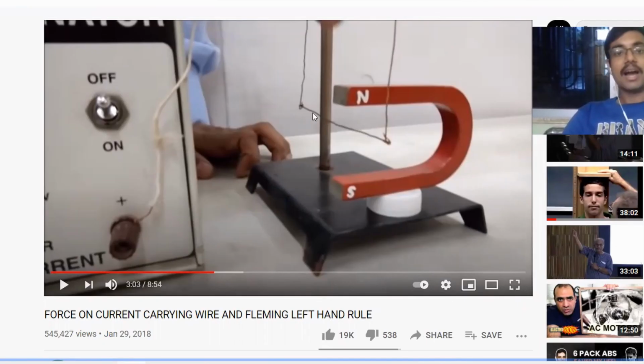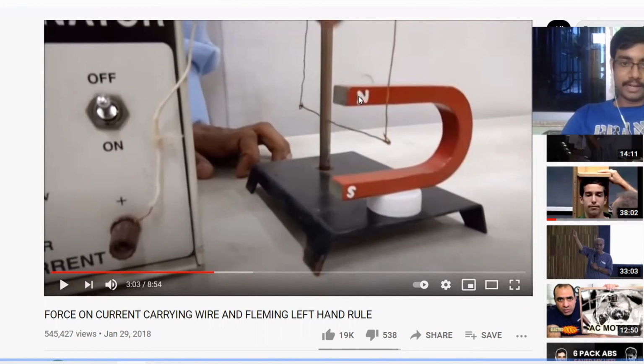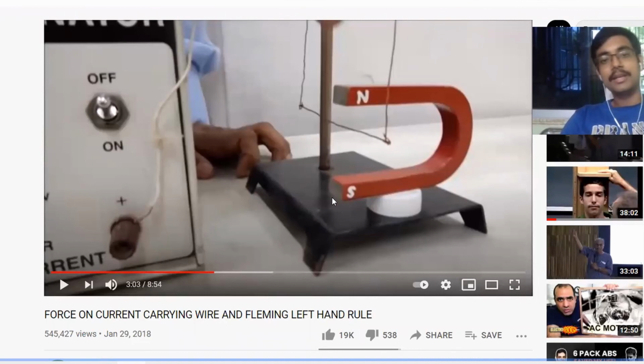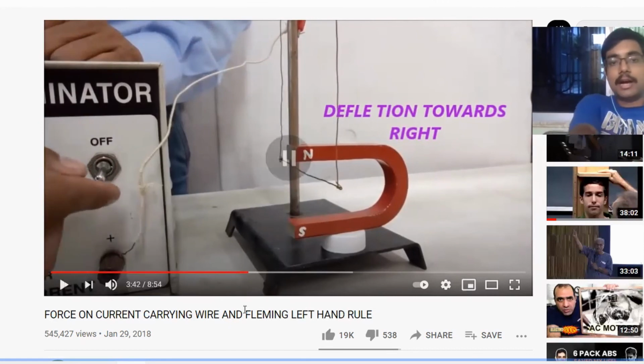So this is a current carrying wire. Now, where is this kept? Under a magnetic field. Are you seeing that there is a horseshoe magnet which is providing a magnetic field from north to south? This is the entire apparatus. Now just watch the experiment. The moment the switch is turned on, are you seeing that it is attracted towards the right hand side? Are you seeing this?